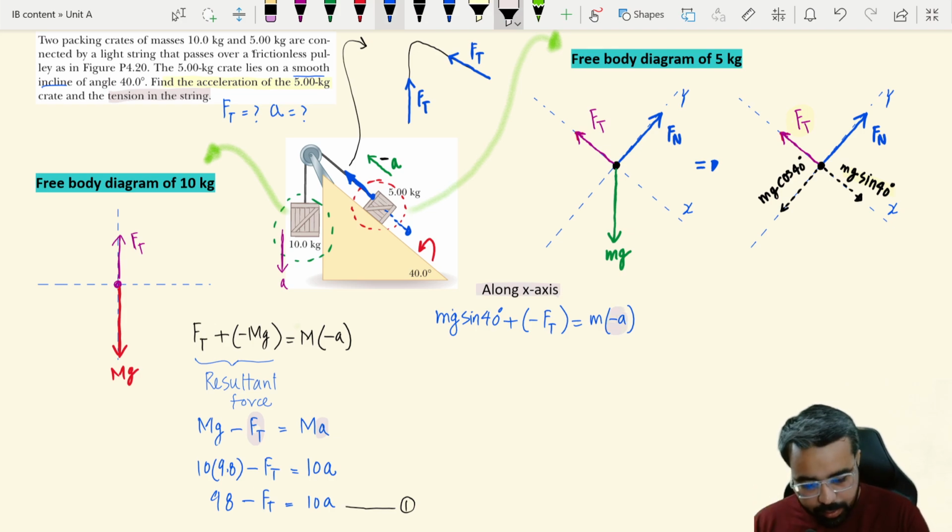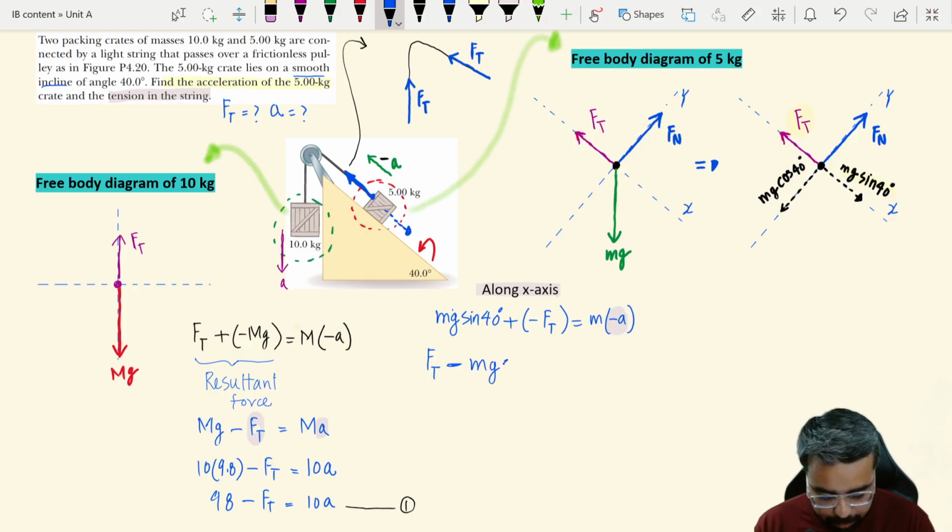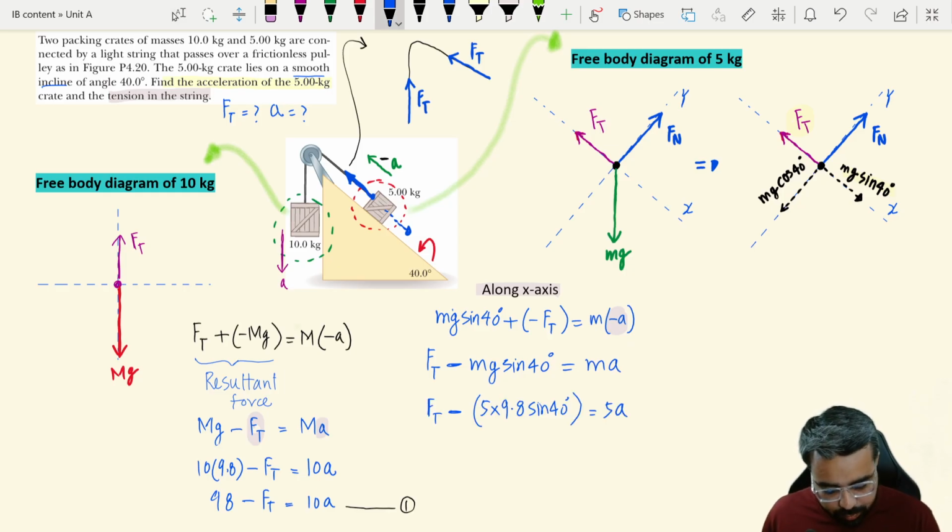Once again, as per your convenience, you can also write this equation, which will be perfectly fine: Ft minus mg sin 40 is equal to ma. If I plug in the value of mass, this gives us the force of tension minus 31.5 is equal to 5a. Once again, this is our second equation.